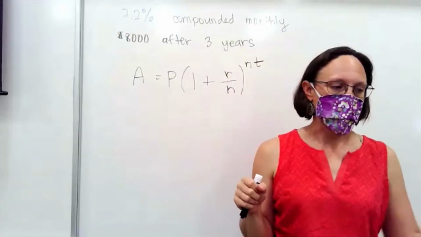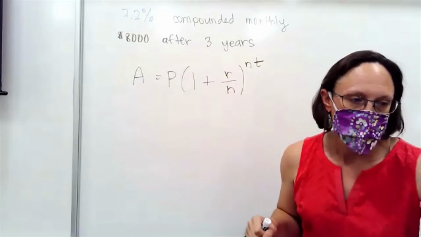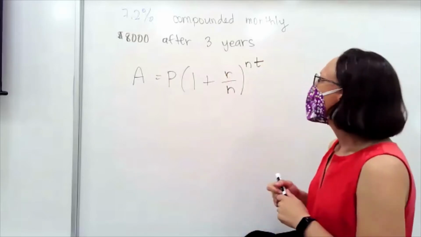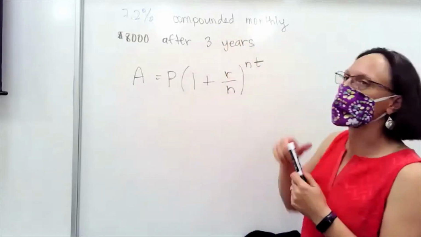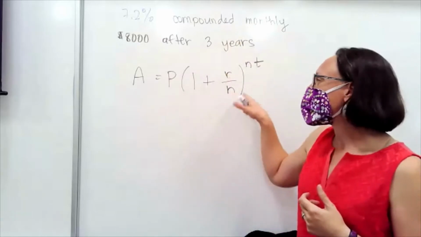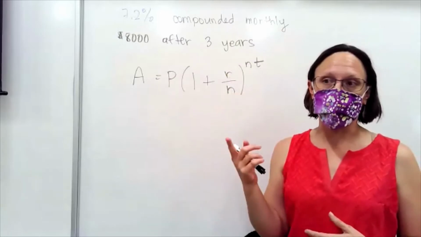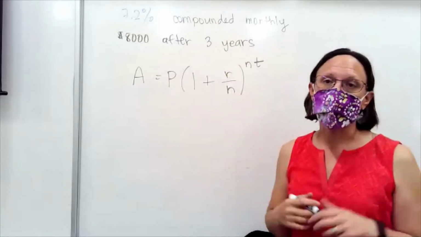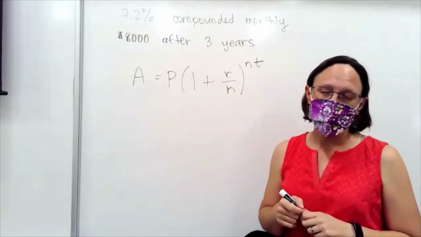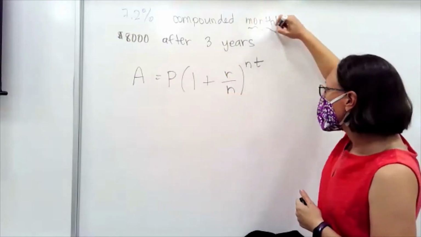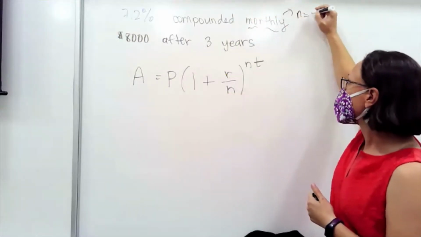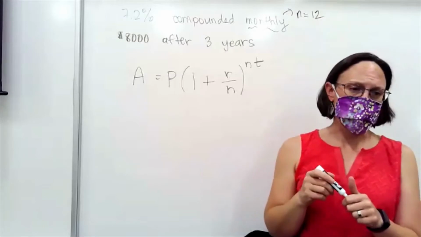Anytime we're talking about compound interest, the N right here is referring back to how many times it's compounding in 1 year. So if we're doing it monthly, then our N is equal to 12.